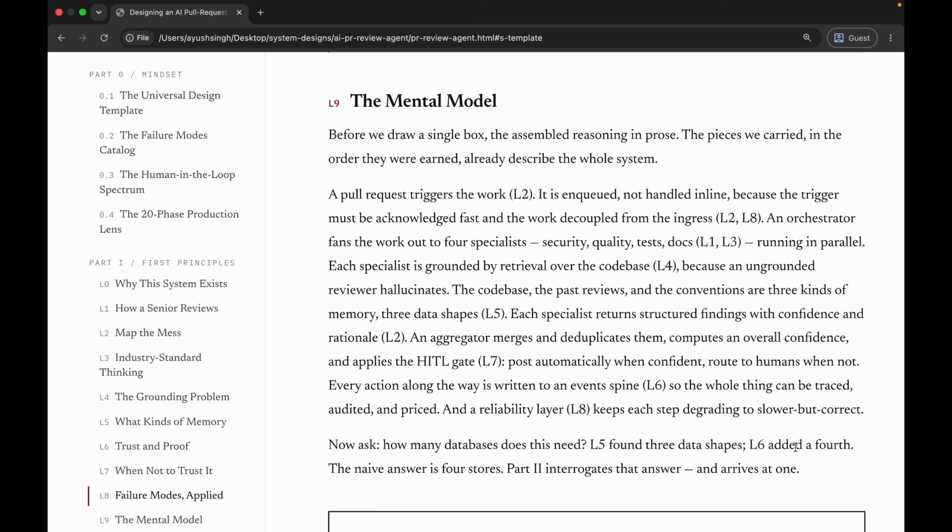What we said is a pull request triggers the work. It is enqueued because the trigger must be acknowledged. GitHub webhook sends it, we store it somewhere. We'll talk about this very, very important statement in a bit, after the data part. An orchestrator fans out the work to 4 specialists, which run in parallel. One of the design patterns we are using is fan out and fan in.